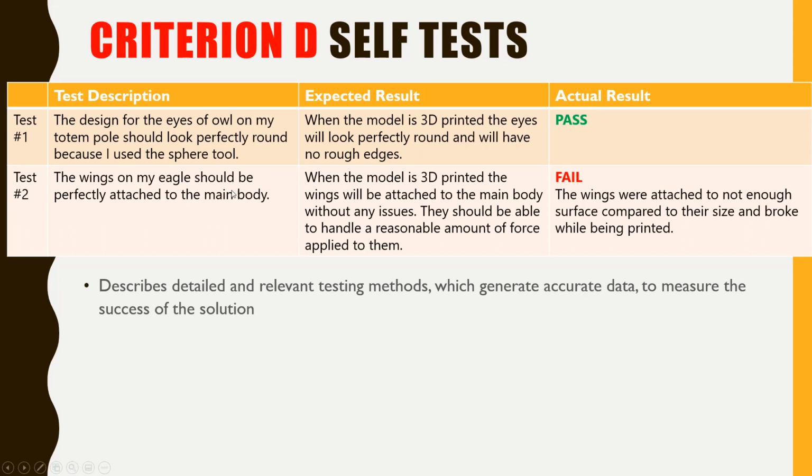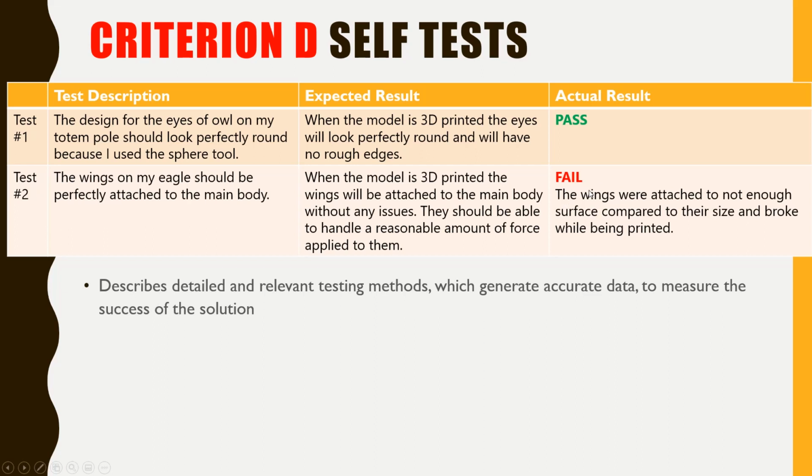Yep, totally passed. Then in this, the wings on my eagle were placed perfectly attached to the main body. So that's what I intend to do in TINKERCAD. The expected result when the model is 3D printed, the wings will be attached to the main body without any issues. They should be able to handle a reasonable amount of force when it's applied to it. Then the actual result, it's failed. So the wings were not attached to the surface compared to the size and broke while being printed.